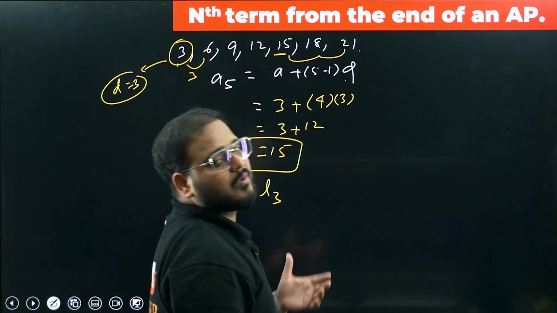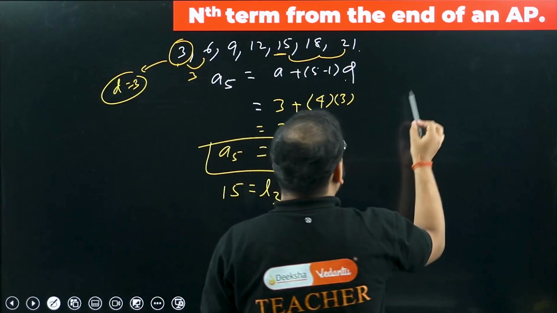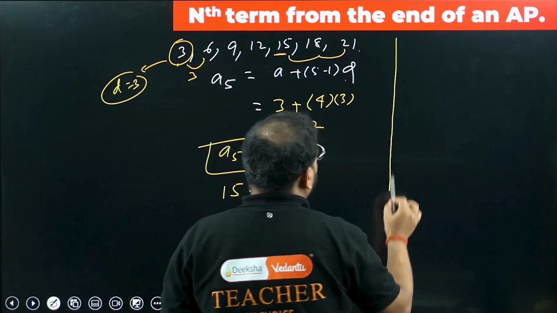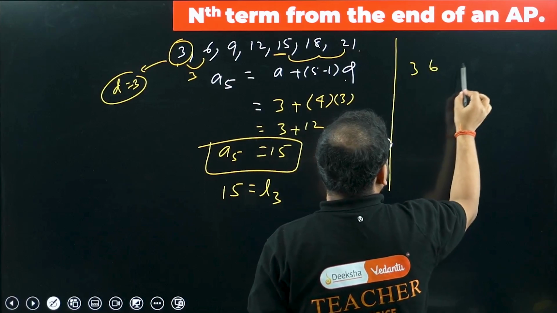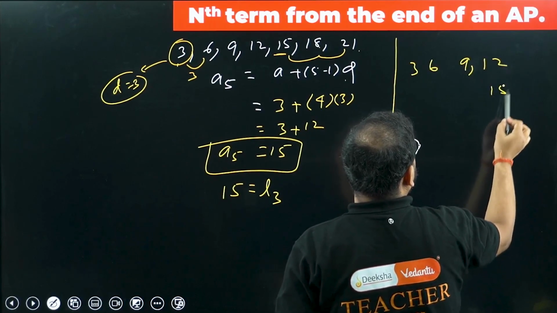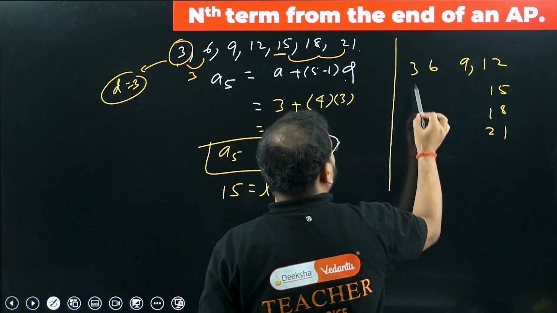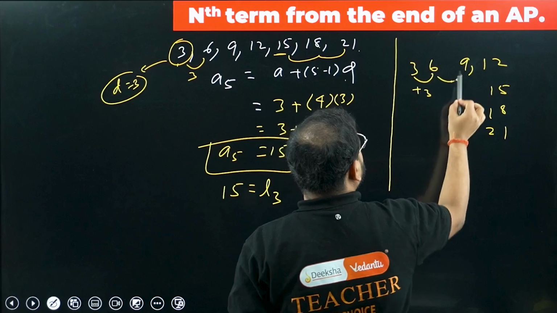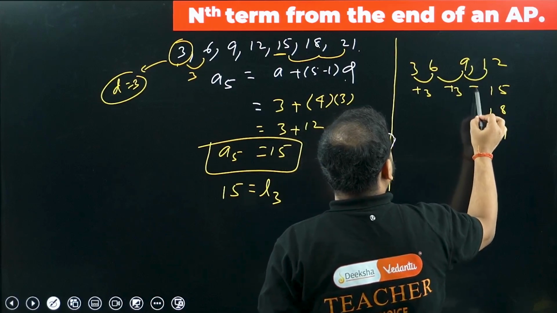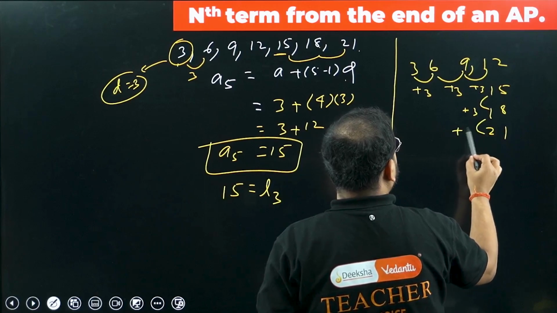I'll show you the formula for that. Think about it. If I write this AP again over here: 3, 6, 9, 12, 15, 18, and 21. To reach from 3 to 6, plus 3. 6 to 9, plus 3. 9 to 12, plus 3. Again here, plus 3. This over here, plus 3.